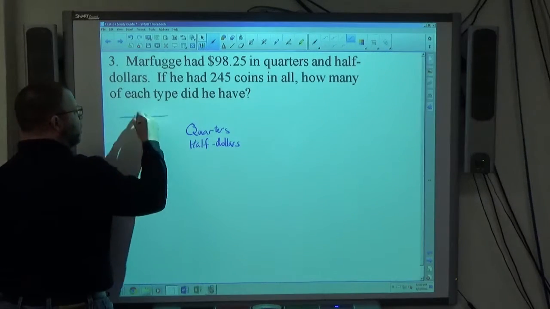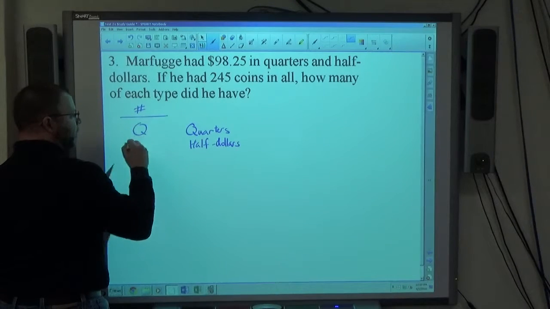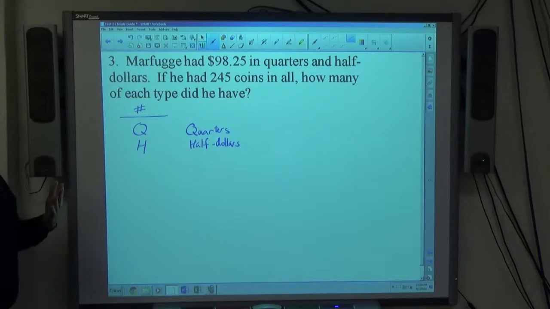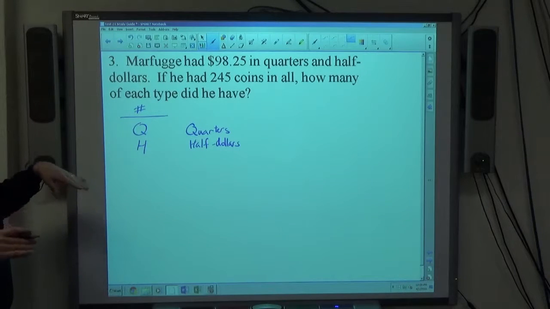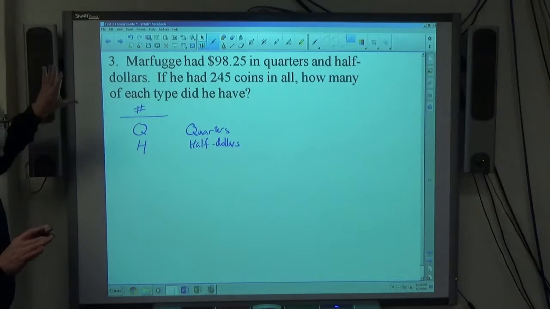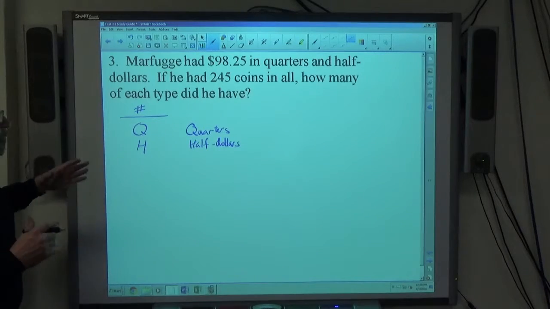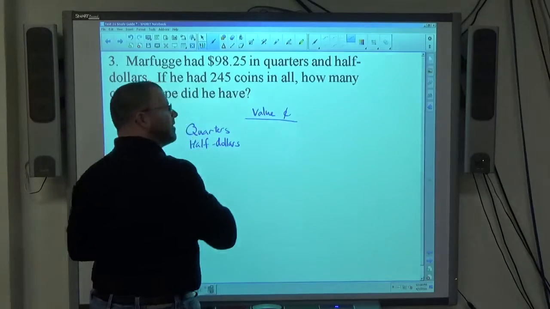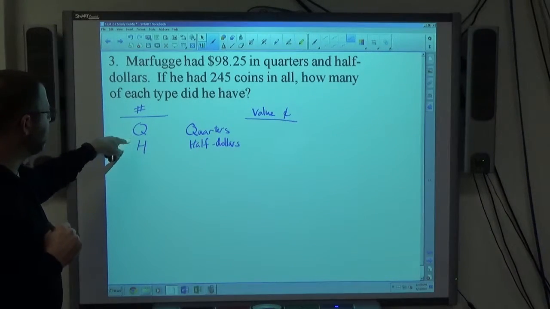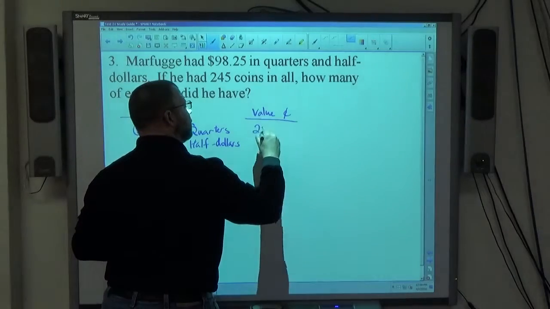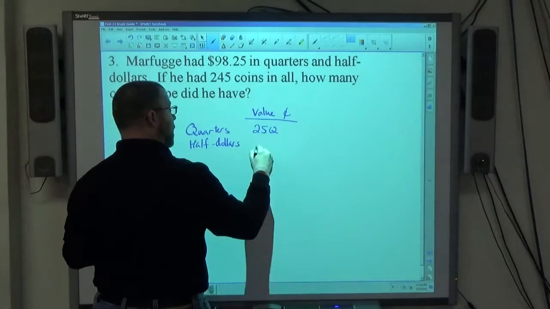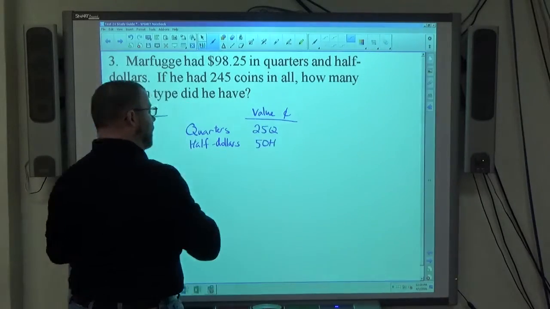So if we start off with number of coins, we're going to say Marfugi had Q quarters and H half dollars. That just is a number of things. So it could be 17 quarters, could be 238 coins, 228 coins, whatever it is. All right. So quarters, half dollars, Q and H represent how many we have. And then for value, with coins I like to be in cents. So every quarter is worth 25 cents. We have Q of them, so 25Q is the value of all the quarters. Every half dollar is worth 50 cents. We have H of them, so 50 times H is the value of the half dollars.